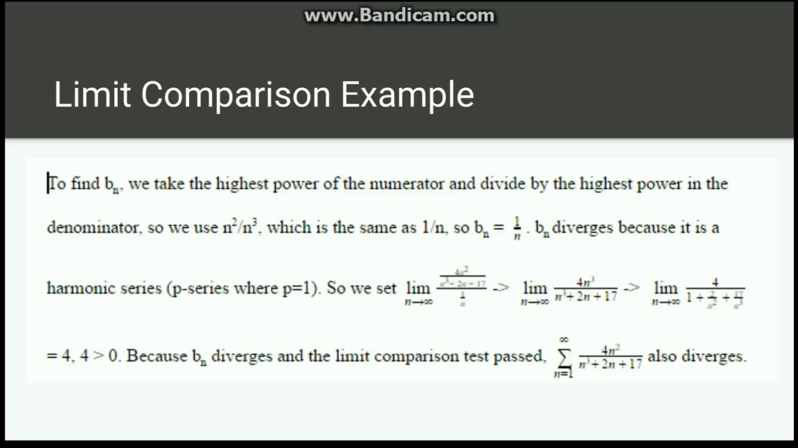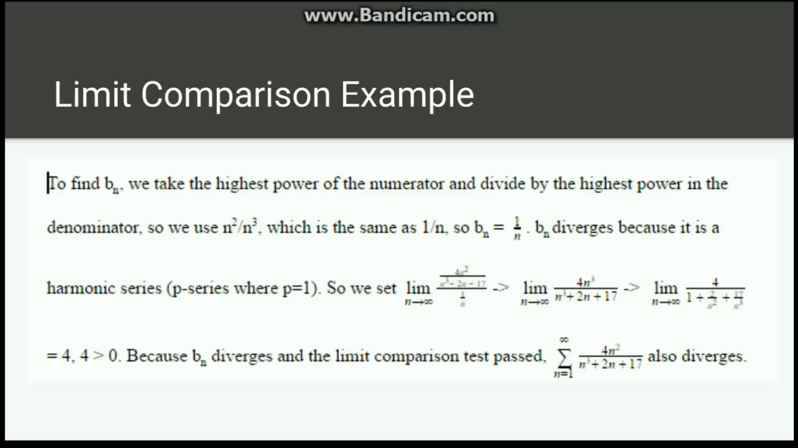b sub n diverges because it is a harmonic series, a p series where p equals 1. So we set the limit as n goes to infinity of 4n squared over n cubed plus 2n plus 17 over 1 over n, or a sub n over b sub n. And that equals the limit as n goes to infinity of 4n cubed over n cubed plus 2n plus 17. And that goes to the limit as n goes to infinity of 4 over 1 plus 2 over n squared plus 17 over n cubed, which is equal to 4.